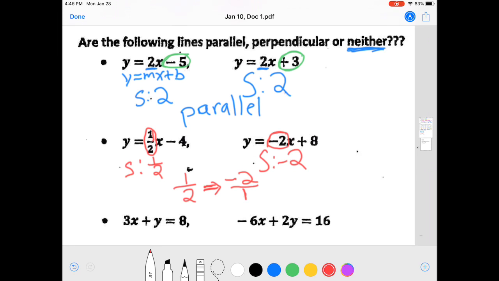Well, it is going from a positive to the negative, so it is doing the opposite. Now is it taking the reciprocal of the first slope? It's flipping the 1/2 to 2/1. So yes, it is perpendicular.